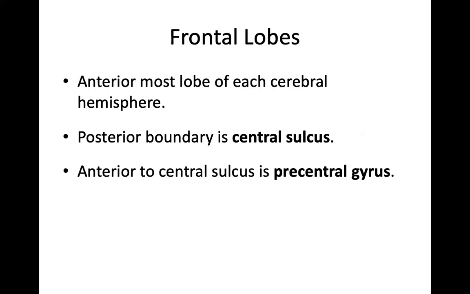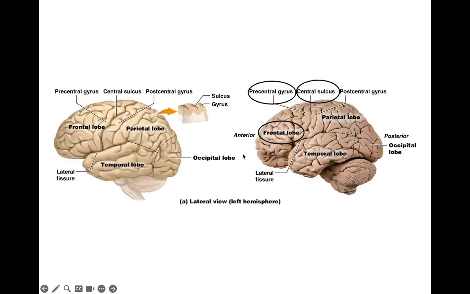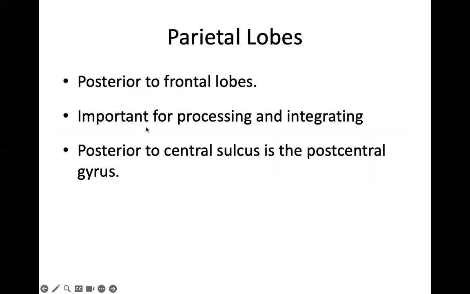Frontal lobe is in front of the central part of the brain. Its posterior boundary is the central sulcus. And as you see here, in front of the central sulcus, this is the area called frontal lobe. On back of that, this will be parietal lobe.